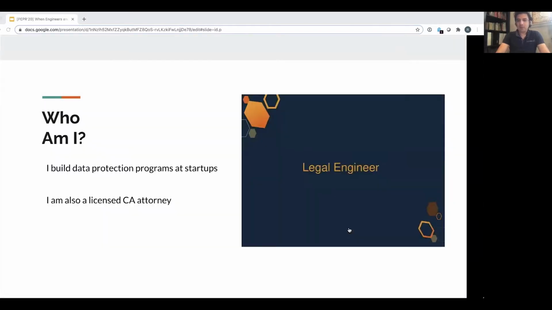So what do I do? I build data protection programs at startups. Currently I'm at Mode. I was previously at another startup called HealthTap, and prior to that at New Relic, at that time a pre-IPO company as well. It so happens that I am also a licensed California attorney. On this journey in my career, I view my role not so much as a lawyer, but as a legal engineer, an engineer trained in the law and its application.